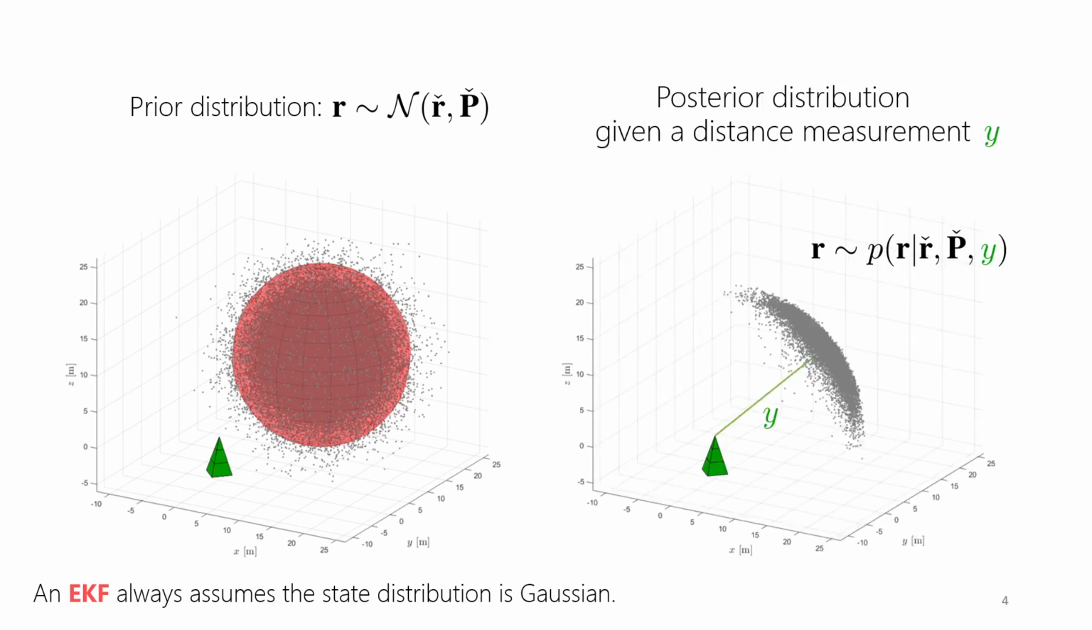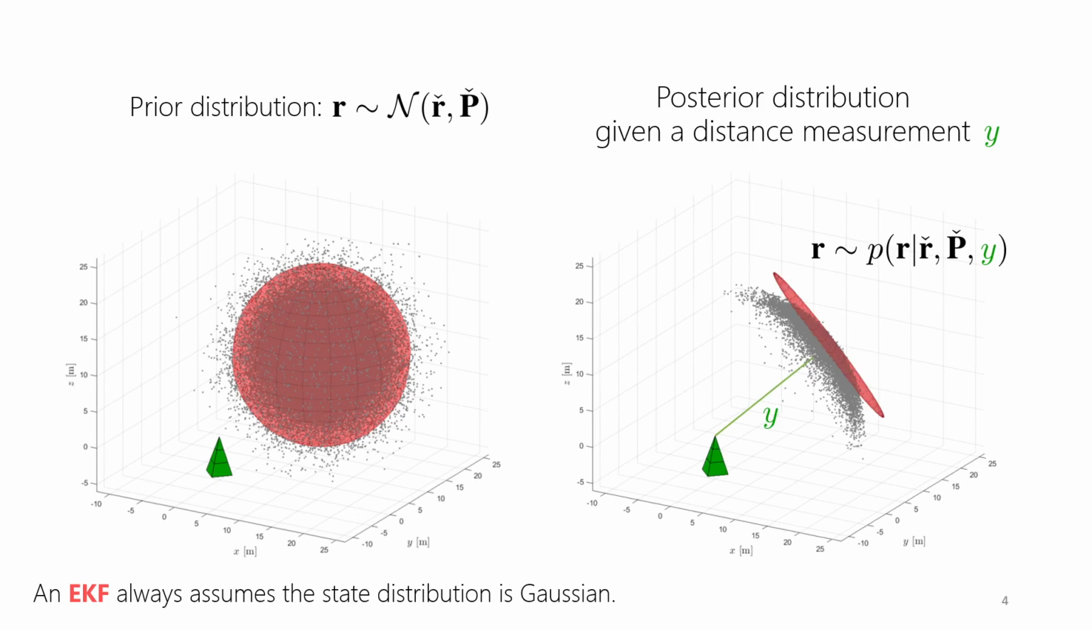If we then receive a distance measurement to the landmark, then the position distribution, now called the posterior distribution, changes significantly. It is now banana or spherical shaped, and the visualization you see here was computed with the particle filter, which we consider here to be the best representation of the true distribution.